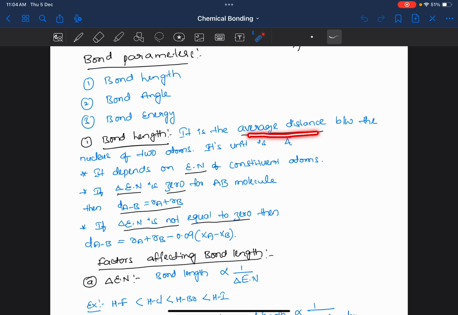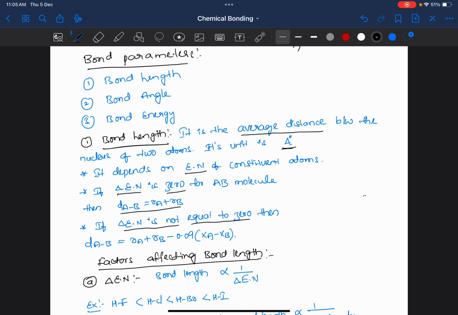It is the average distance between the nuclei of two atoms. Suppose two atoms come close to each other, like this. Then the average distance is called the bond length. So it is the average distance between the nuclei of two atoms. Its unit is angstrom. What is the unit of bond length? The unit of bond length is angstrom.